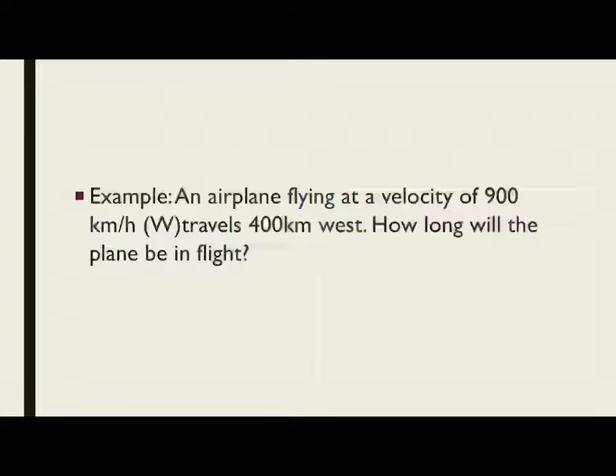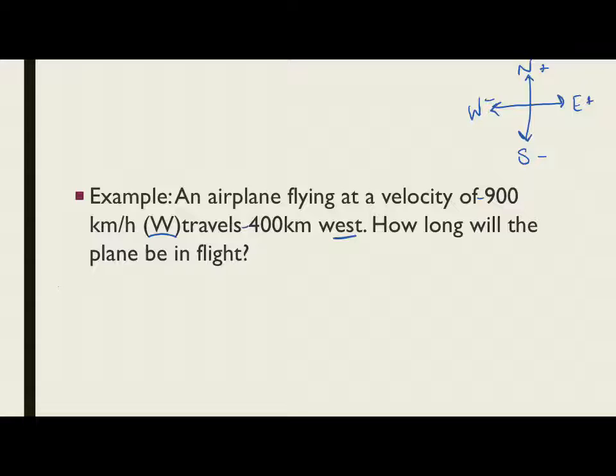Okay, another example. An airplane flying at a velocity of 900 kilometers per hour west travels 400 kilometers west. So remember, west means we're going to be making it negative. Okay? If you remember, we looked at our orientation. Here's north, here's south, here's east, here's west. North and east are your positives. South and west are your negatives. Okay? So I have a velocity of negative 900 kilometers per hour and a displacement of negative 400 kilometers.